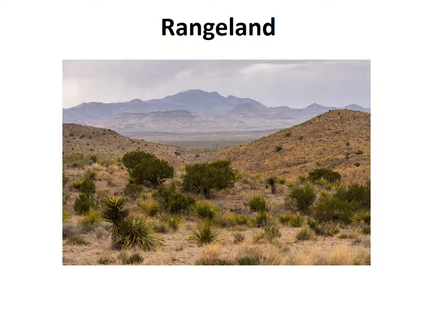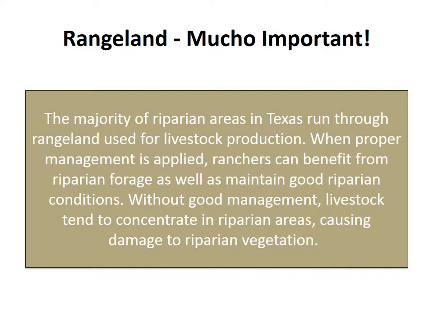Rangeland is commonly used for the production of grazing animals, but not all rangeland is grazed. Rangelands are also commonly used for the production of deer and exotic wild hoofstock. The majority of creeks and rivers in Texas originate and run through rangelands.